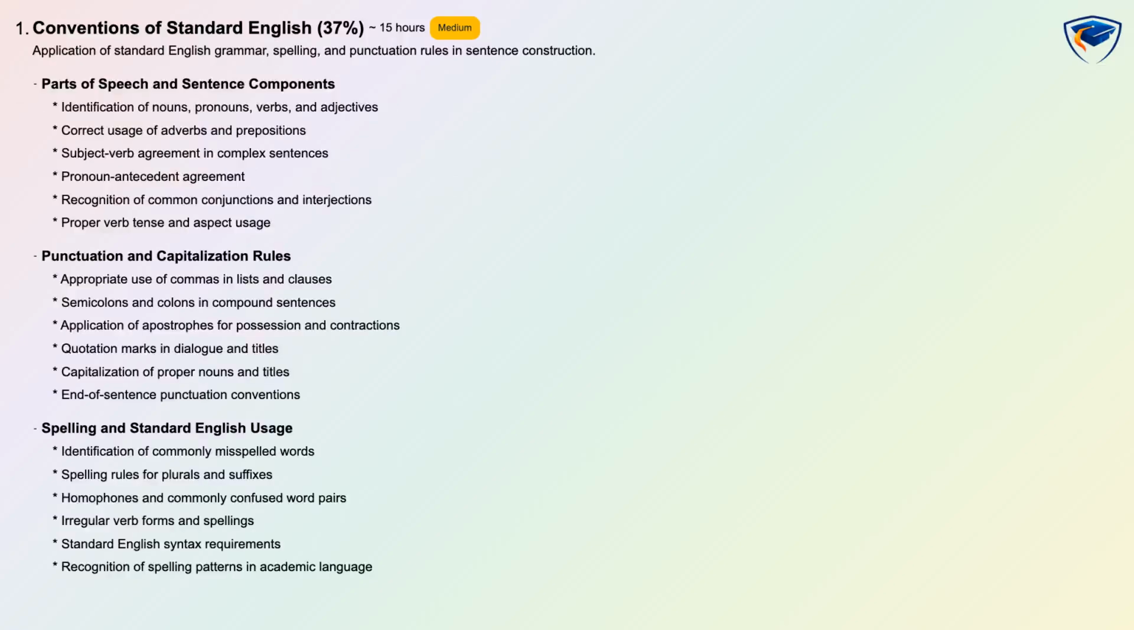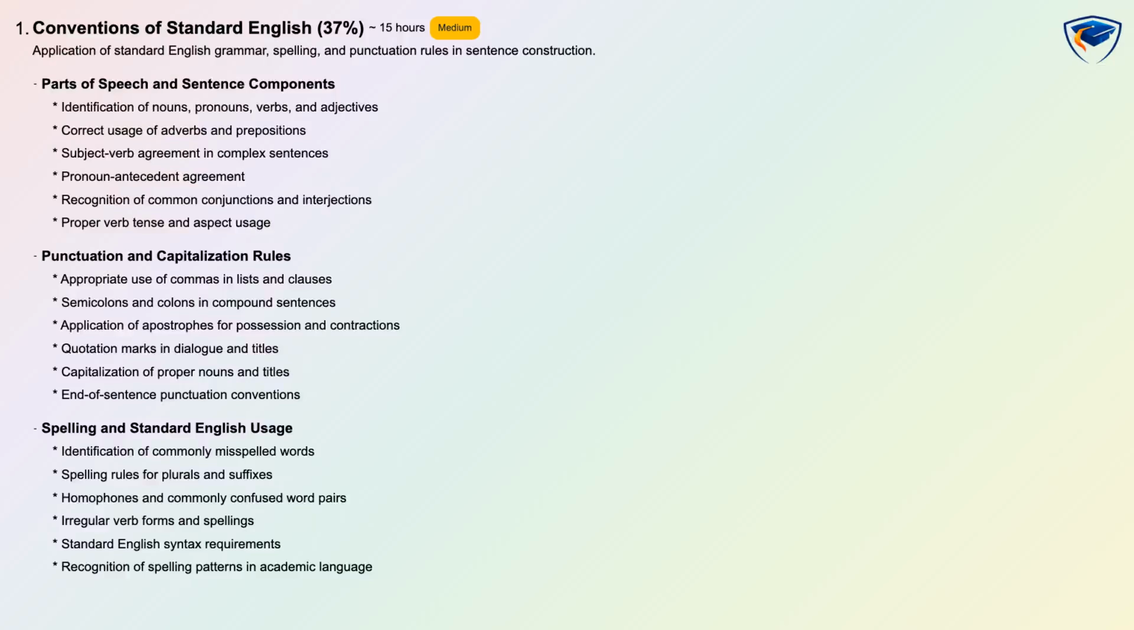Conventions of Standard English carries 37% of the exam and focuses on the application of standard English grammar, spelling, and punctuation rules in sentence construction. This domain has a medium difficulty rating, an estimated learning time of 15 hours, and is assessed with conceptual and scenario-based items.